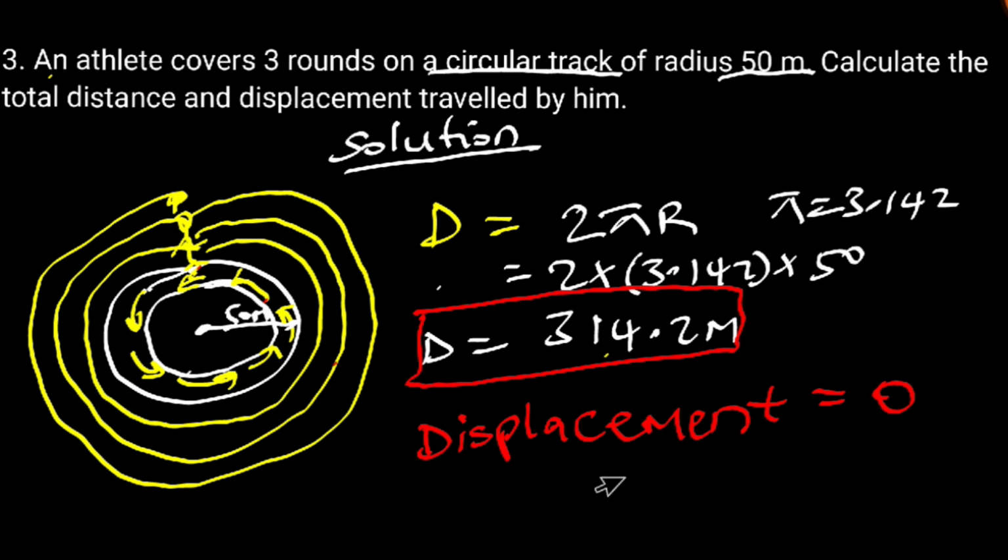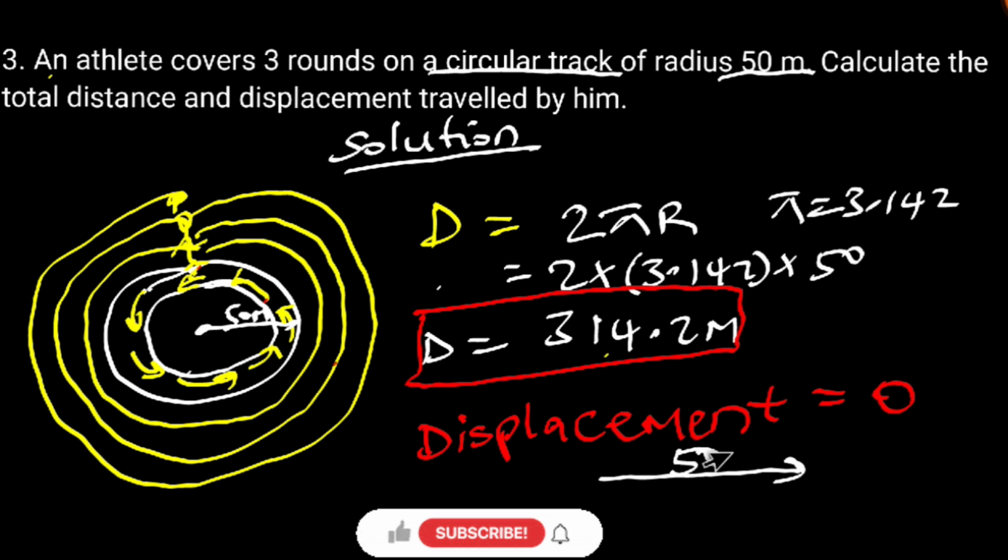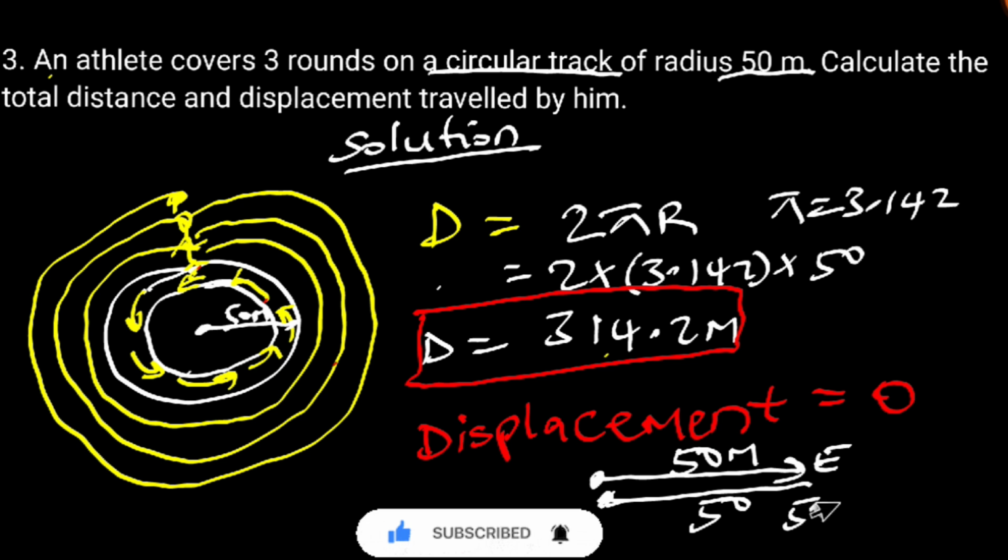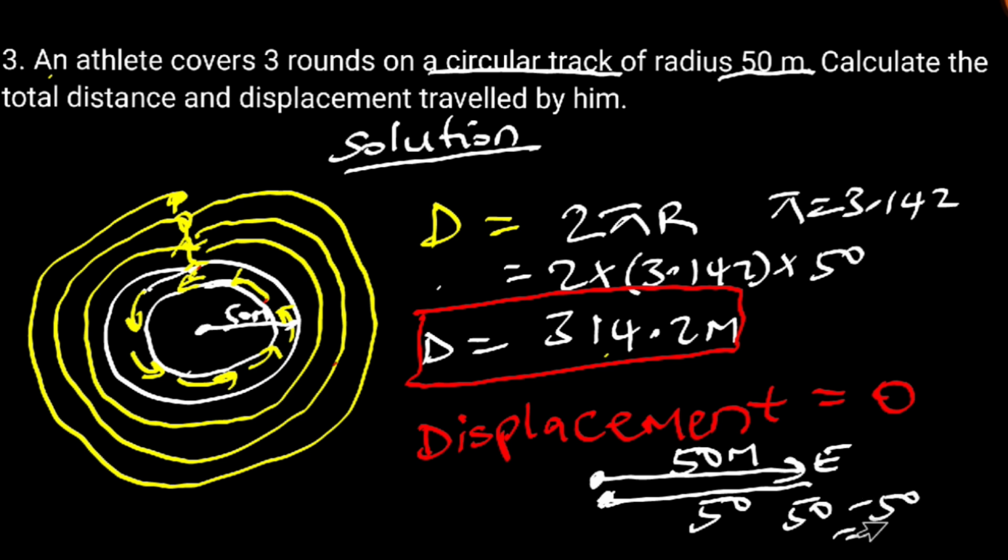It's just like an athlete ran 50 meters to the east and then ran back 50 meters again to the west. Remember, he started at this point and then he ended at this point. So if you calculate the displacement here, 50 minus 50 is equal to 0. So that is why if your ending point is where you started, then the displacement is equal to 0.